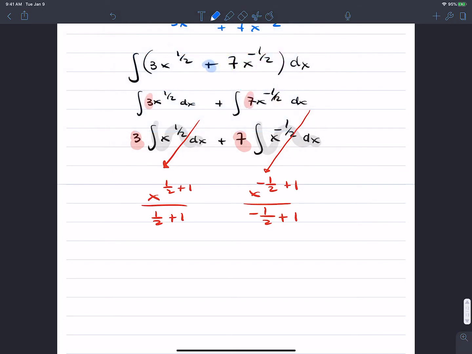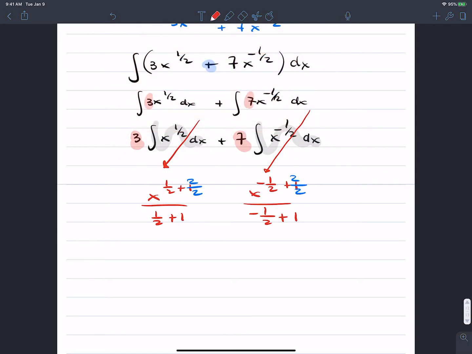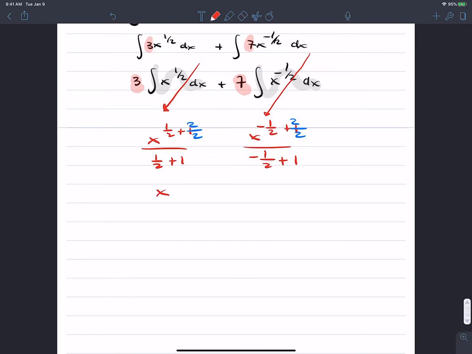And don't forget again how to add fractions. So here's what we're going to end up with. This is x to the 3/2 divided by 3/2, and this is x to the 1/2 divided by 1/2. And don't forget, all along, we had the addition here. And don't forget your constants. So let's put this all together.